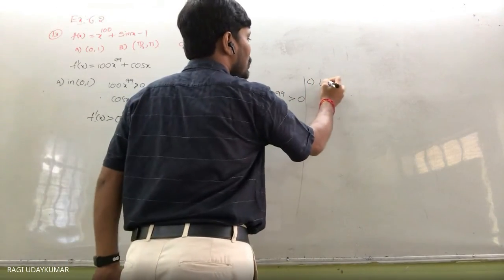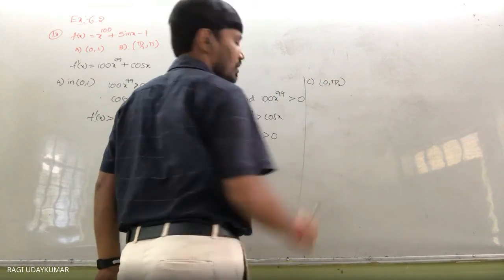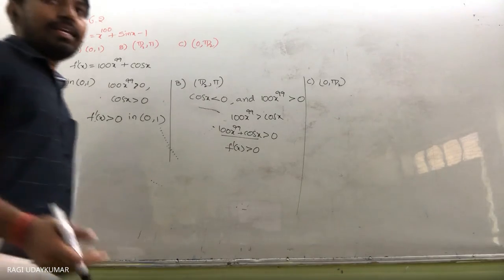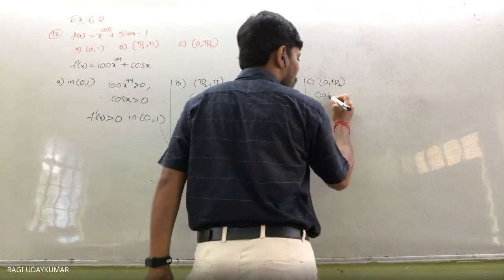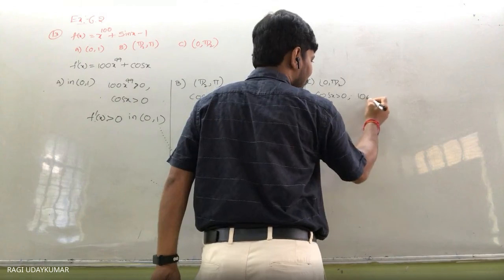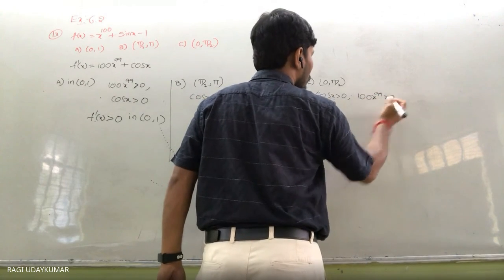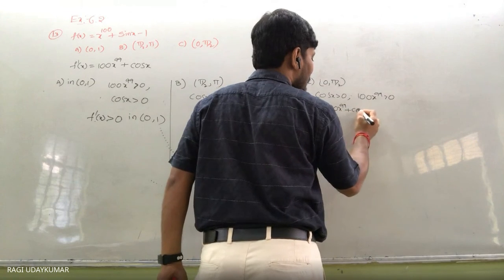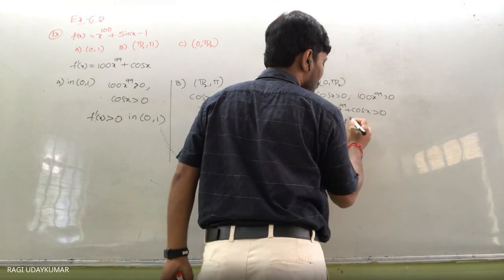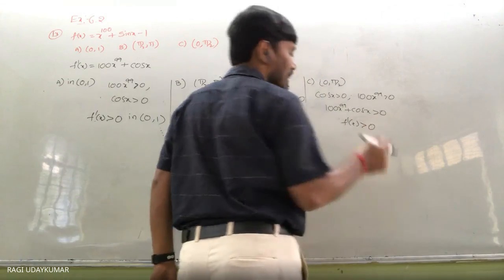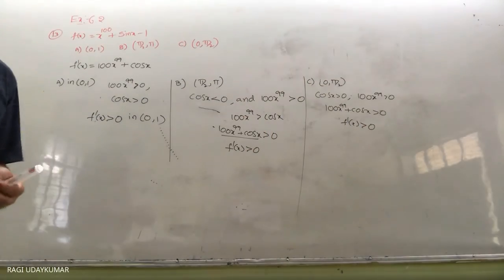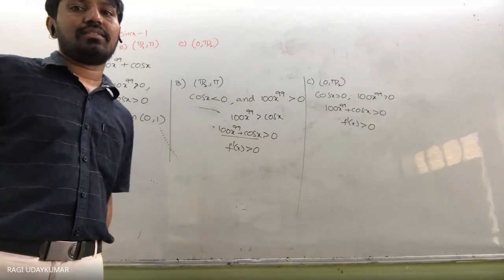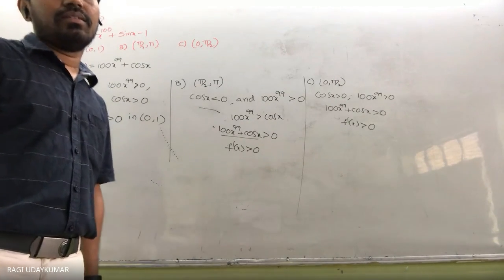Third interval is 0 to pi by 2. First quadrant. In 0 to pi by 2, cos x is positive and 100x power 99 is also positive. Add both positives. 100x power 99 plus cos x is also positive. From this f dash of x is also positive. In the third interval f dash of x is greater than 0. In the third interval it is a strictly increasing function. Okay.